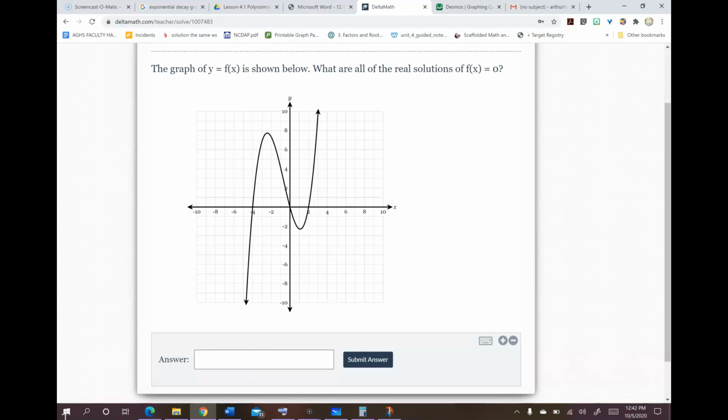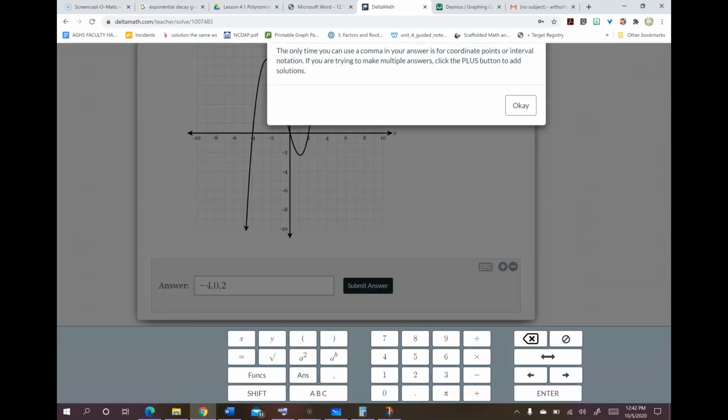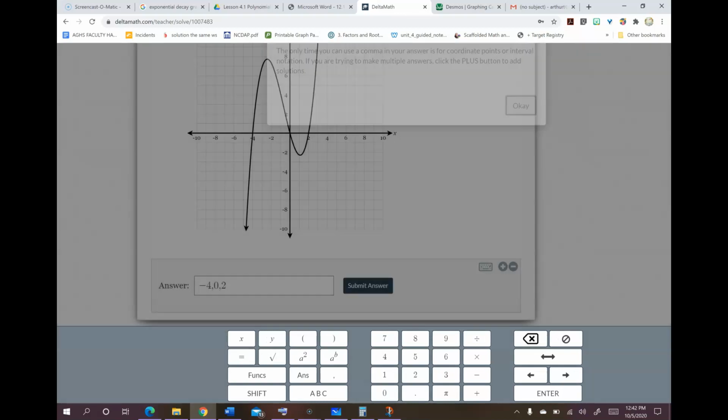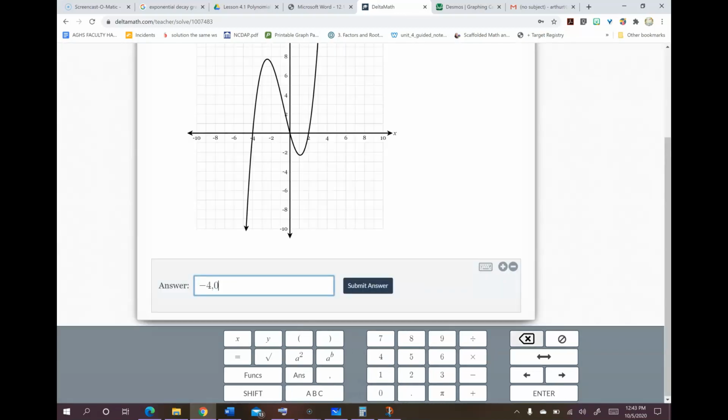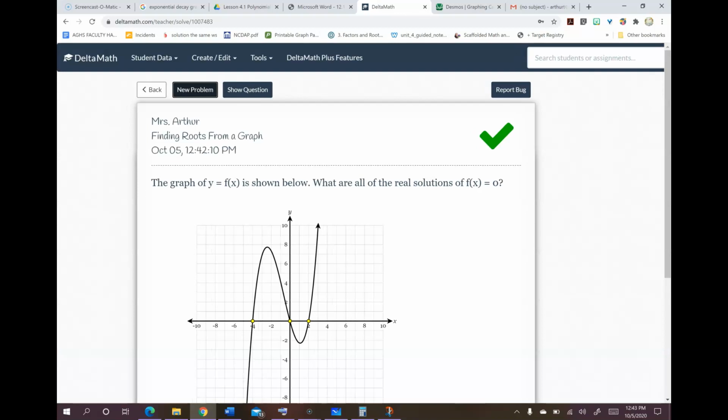I have a solution at -4. It crosses at -4. It also crosses at 0. And then it also crosses at 2. And I want to submit my answer. Oh, I forgot. So remember we did this a long time ago when you have multiple solutions, you had to hit the plus sign over here. So I have another solution at 0, plus sign for another solution, and that's 2. My bad. I realized it after I had to submit.